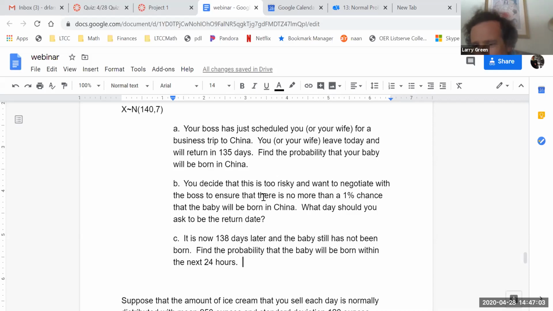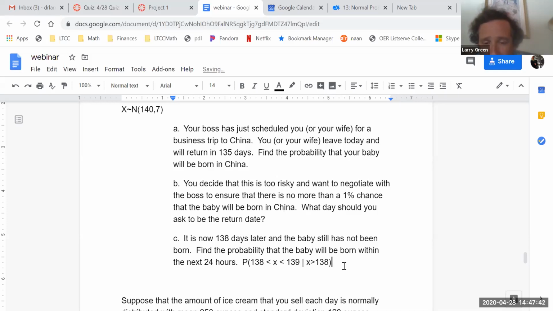Okay, so the one thought was 138 for the low and 139 for the high, but actually we could do more than that. So let me tell you, we have to use the fact the baby hasn't been born yet. So this is actually the probability that X is between 138 less than X less than 139, given that X is greater than 138.